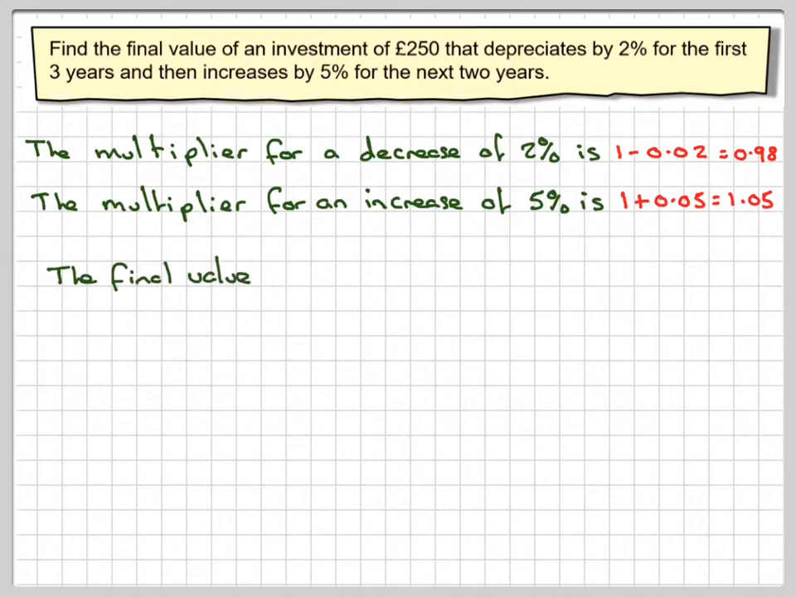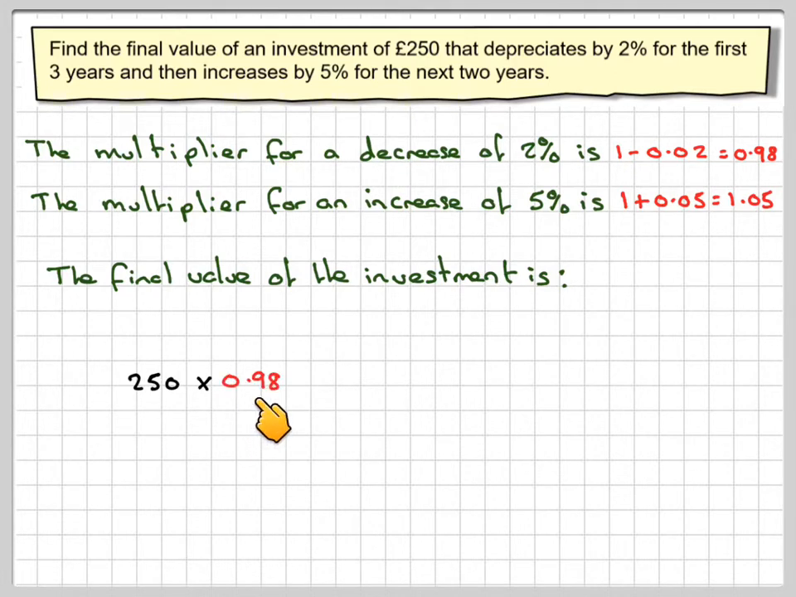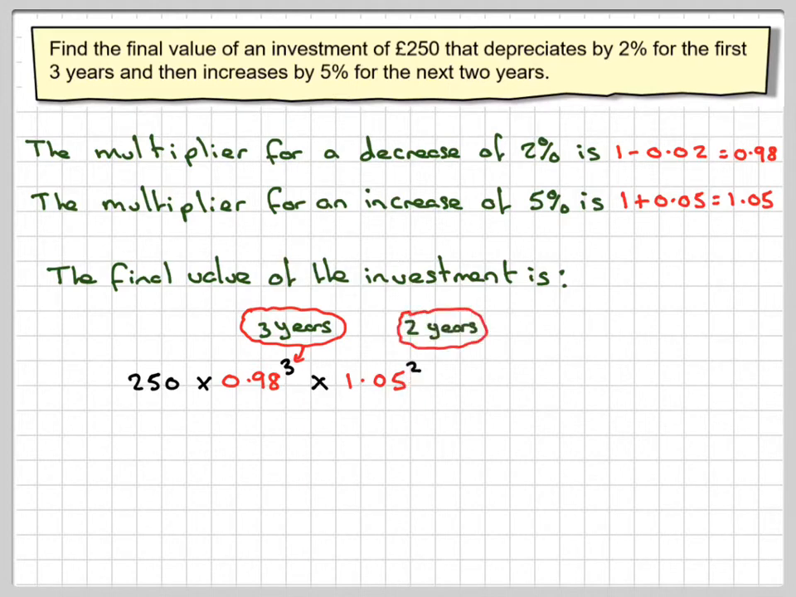Then the final amount of the investment will be 250, the original amount, times 0.98, because it depreciates, and it does that for 3 years, so we'll need to raise that to the power of 3, times 1.05, and it does that for the next 2 years, so we'll need to raise that to the power of 2. Then we just take our calculator out and work it out.